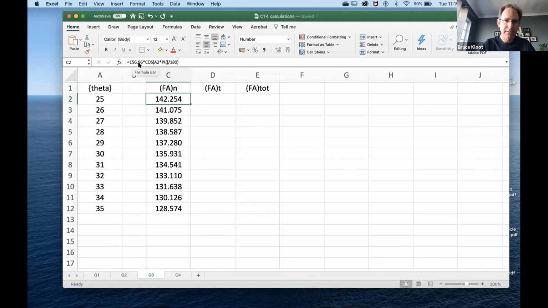So it's 156,96 multiplied by cos of A2, which is my theta, times pi divided by 180, because it's in radians. This is given in degrees, and Excel needs it in radians, and Vula also needs it in radians. What I'd do is find the force tangential, and add those together using Pythagoras to find the total force. But let's just use this one.